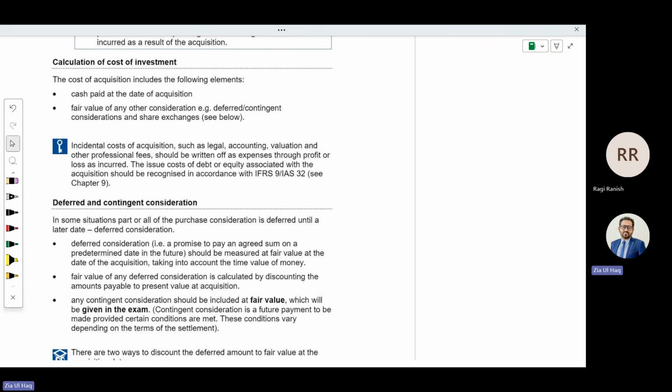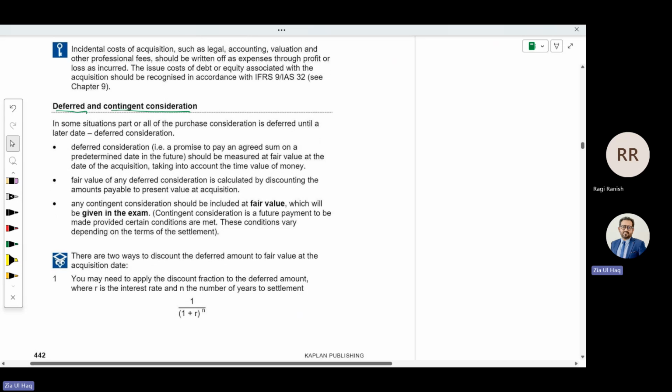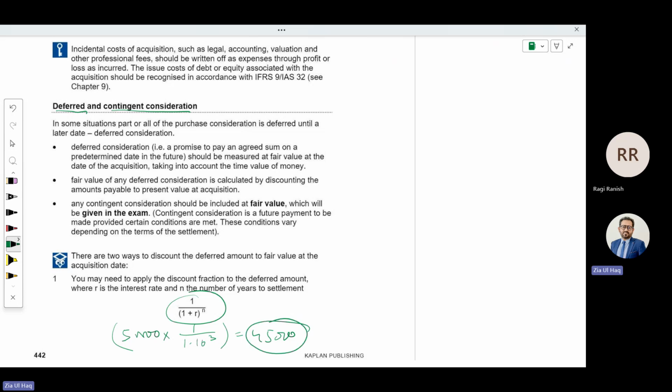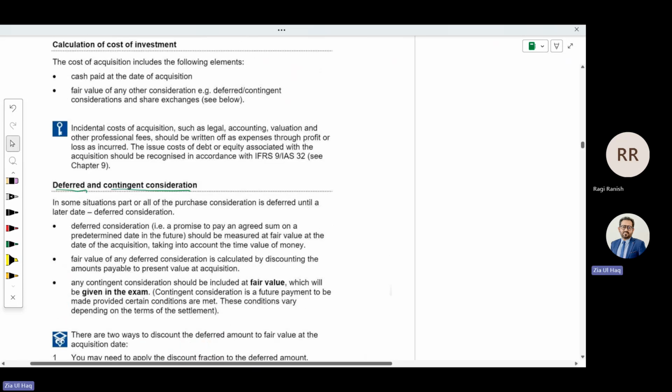Future payment is also called deferred or contingent consideration. We will incorporate it using the present value method, applying a discount factor. The 50,000 we will pay after 3 years, so we do 50,000 multiplied by 1 divided by, suppose the discount interest rate is 10%, raised to power 3. So that will be part of consideration paid: 100,000 plus, suppose, 45,000 calculated from here. So 145,000 will be consideration paid. Can you understand this? Is that okay? One thing more.